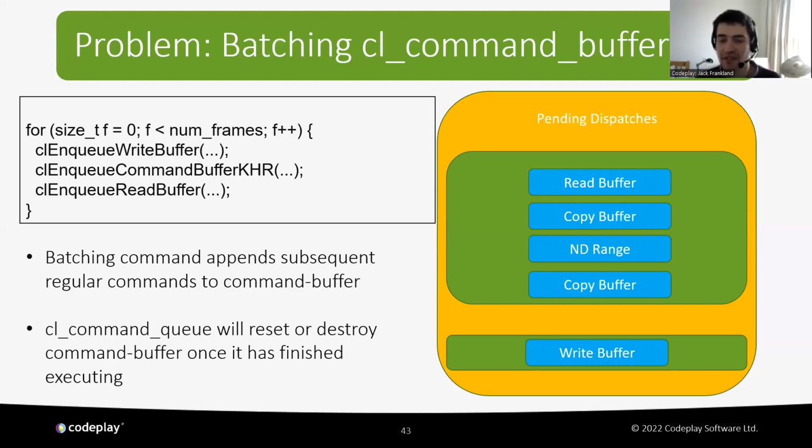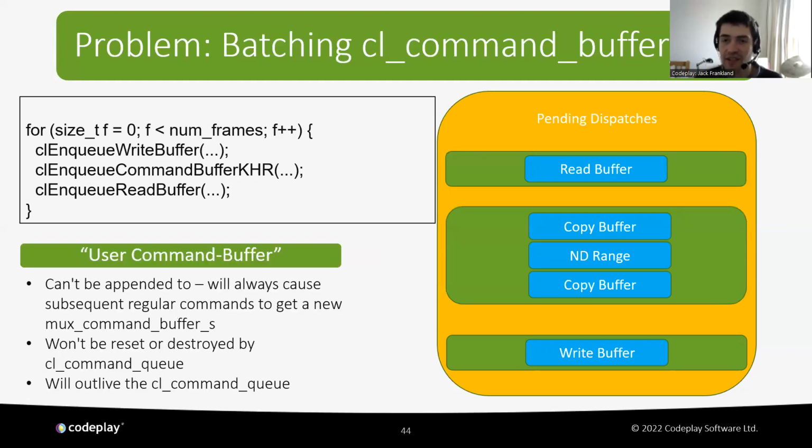So we had to find a way to fix this, and the solution in the end was actually fairly straightforward. Required some changes to our batching algorithm and to our queue implementation. But essentially what we did is we distinguished between MUX command buffers coming from OpenCL command buffer objects and MUX command buffers coming from enqueuing regular commands to the queue and the batching algorithm.